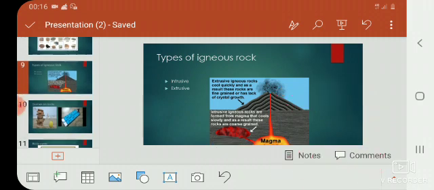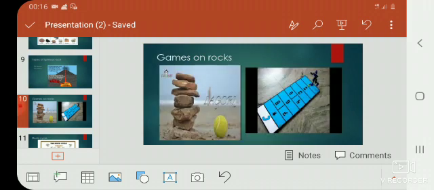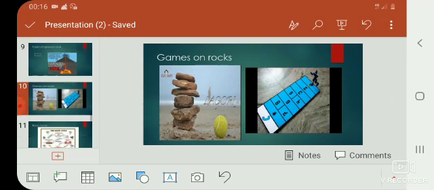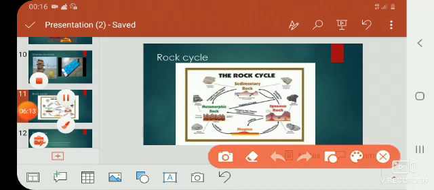Next, these are the games which you can play with rocks. I think you know about Lagori and even the five stones game, that is Gitti, or Spatu. And it is very astonishing to know that rocks also change their form. From igneous rock it will form into metamorphic rock, and from metamorphic rock it will form into sedimentary rocks.